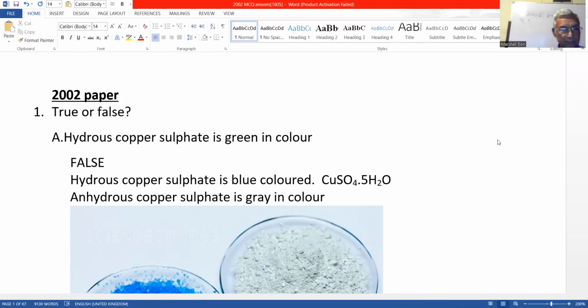Question 1. True or false? Hydrous copper sulfate is green in color. Hydrous copper sulfate is CuSO4, 5H2O. It has 5 water molecules with each copper sulfate molecule. So the green color is not there, it is blue in color. So the answer is false.